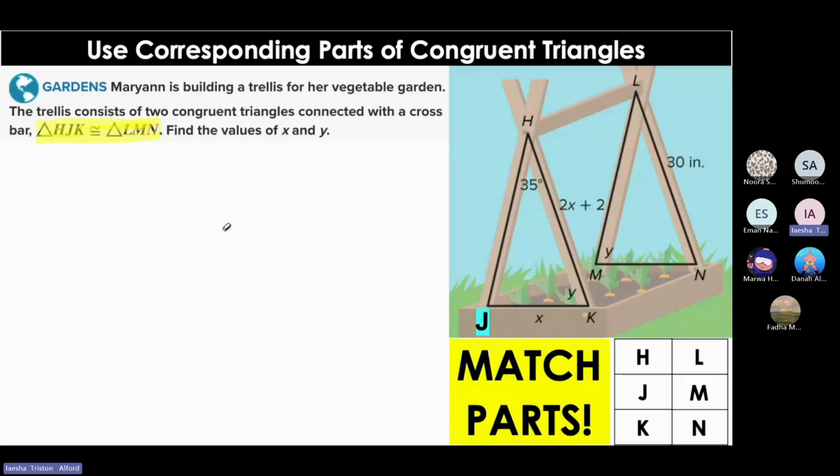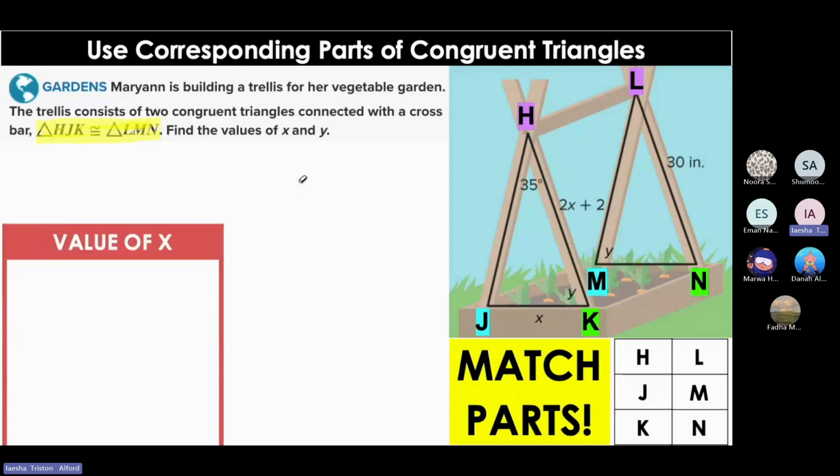So J is matching with what? M. H is matching with what? L. K is matching with what? N. So put the colors so you can see the match clearly. The question says find the value of X and find the value of Y.